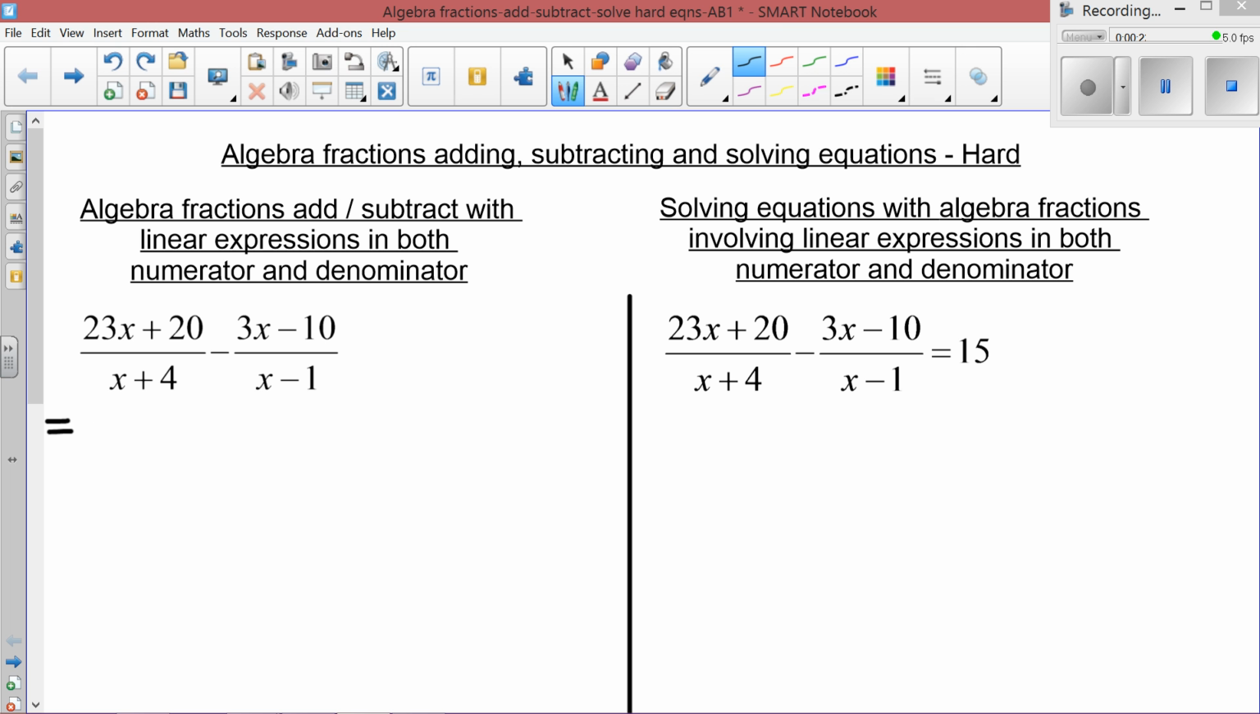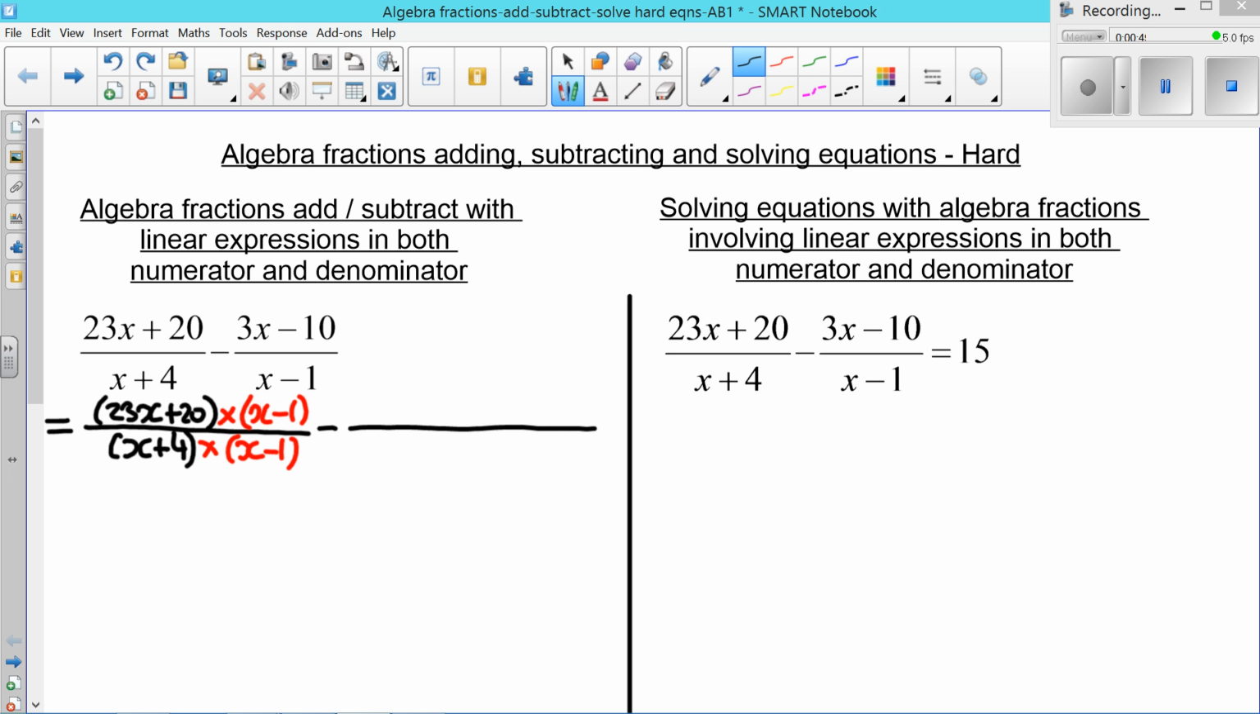So, equals, the first fraction is 23x plus 20 in the numerator over x plus 4 in the denominator. I multiply my denominator by x minus 1, and I have to do the same for the numerator. Minus my second fraction, which has 3x minus 10 in the numerator over x minus 1 in the denominator, and I have to multiply that denominator by x plus 4, and I do the same for the numerator.